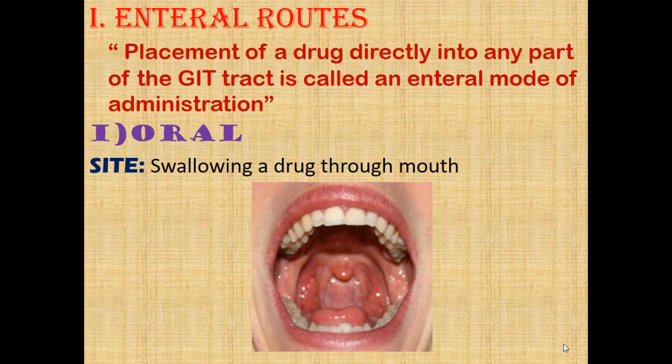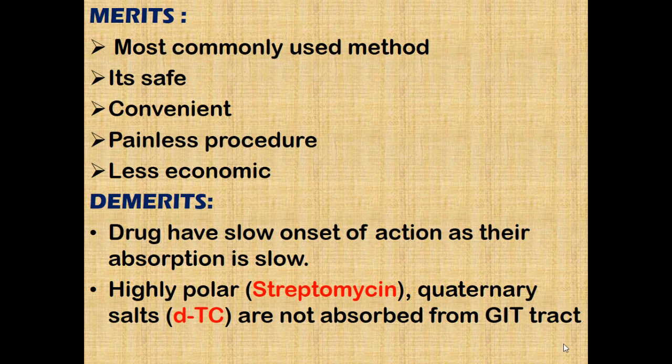One is the oral route. As I told, the site is swallowing a drug through the mouth. Then what are the merits? Merits means advantages. Always compare the oral route with other routes of administration. What are the advantages? It's the most commonly used method. It's very safe and very convenient, and there is no pain, so it is a painless procedure. Next, it is less expensive, because you don't need to prepare any special or sterilized preparation, since it is going by the oral route. That's why it costs a very small amount.